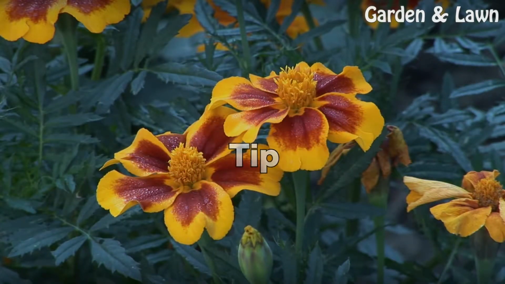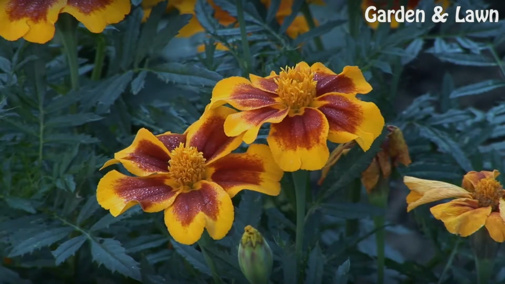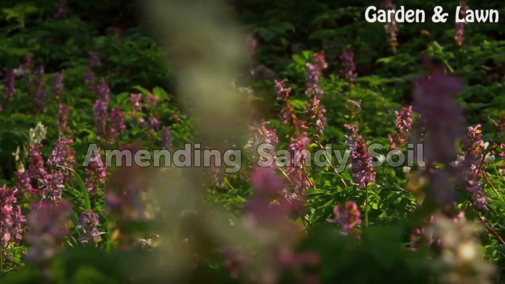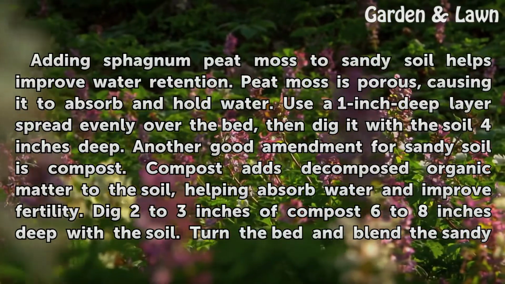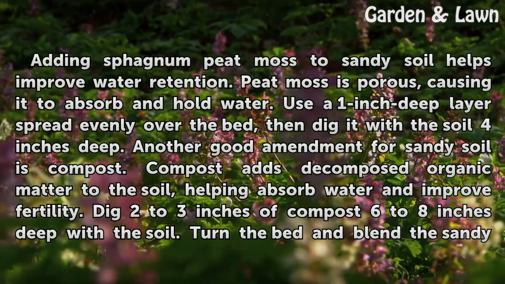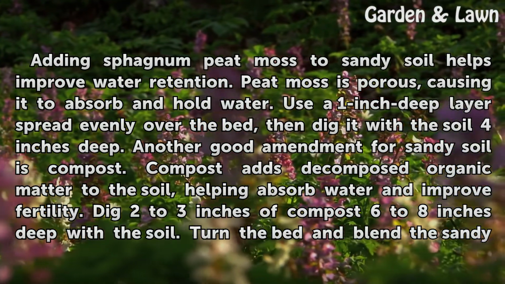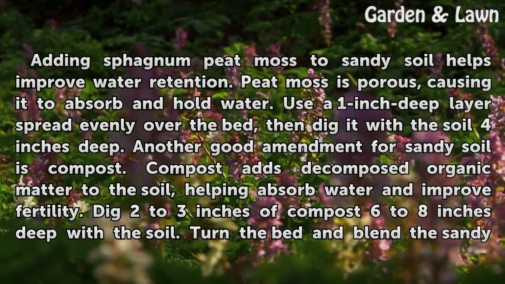Tip: sandy soil feels coarse and rough with visible particles. It is often light in color and gritty. Amending sandy soil. Adding sphagnum peat moss to sandy soil helps improve water retention. Peat moss is porous, causing it to absorb and hold water. Use a 1-inch deep layer spread evenly over the bed, then dig it in with the soil 4 inches deep.